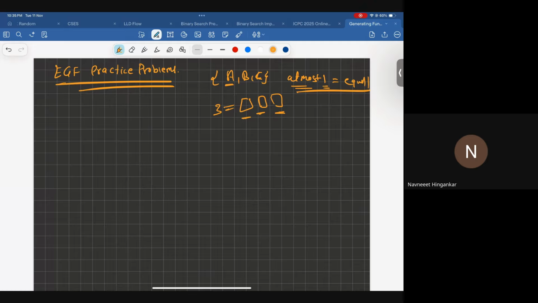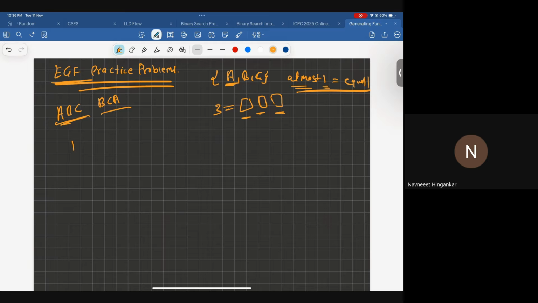So anyway, we will try to write the state, because here the total number of words is needed. ABC is different from BCA, right? This was not the case with OGF. In OGF, we need the total number of combinations, right? This is the total number of permutations. So whenever there is a case of permutation, we will use EGF. So word problems, password problems, every kind of similar stuff, you can use exponential generating function.